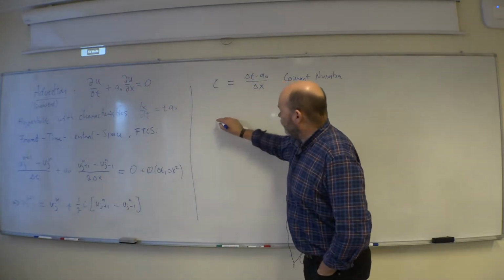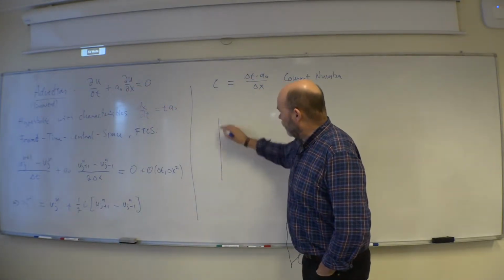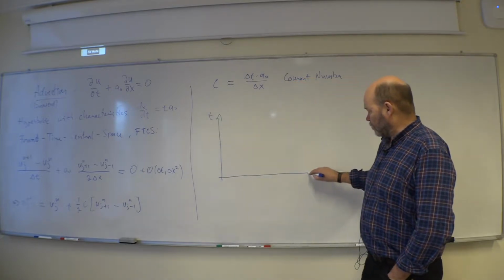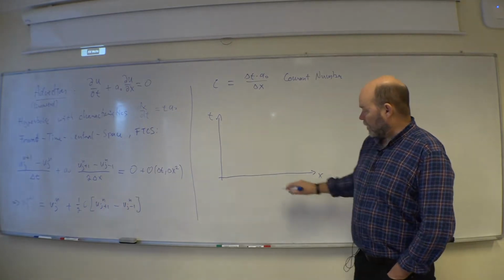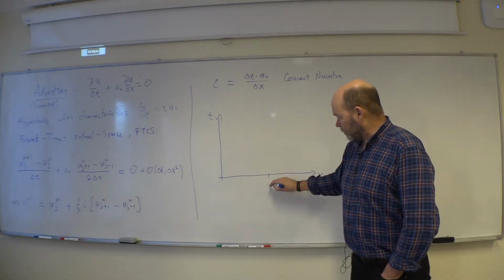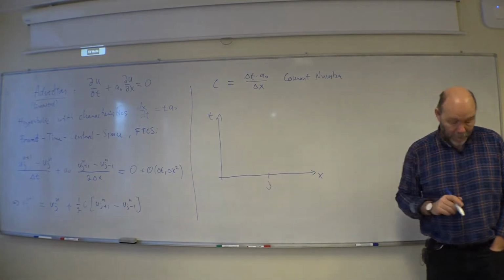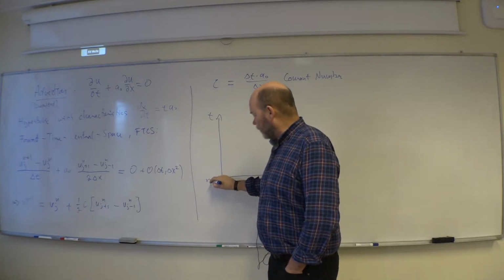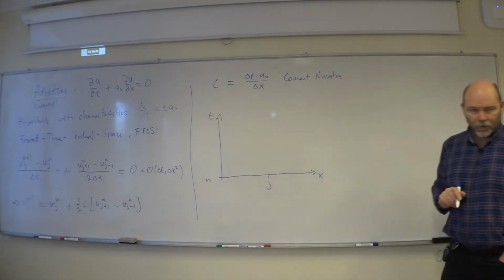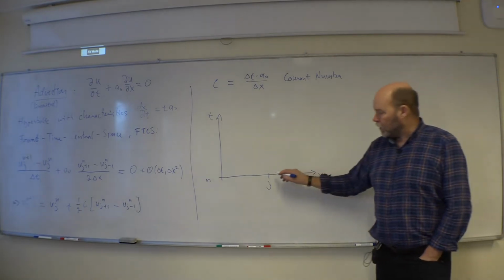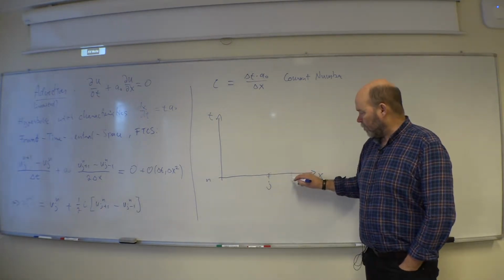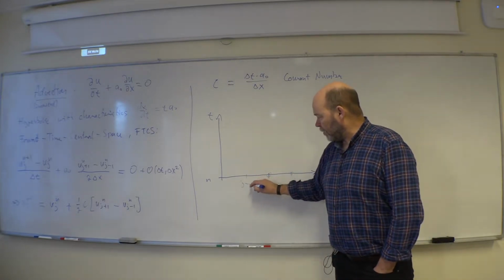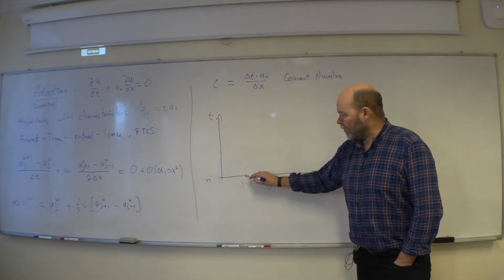Well, we had this drawing actually before. You have time here, we have space, and here I have my center point j. So let now the x-axis be time level n. So you know everything at time level n. You know it at point j, you know it at point j plus 1, you know it at j minus 1, and so on. So you know everything here.